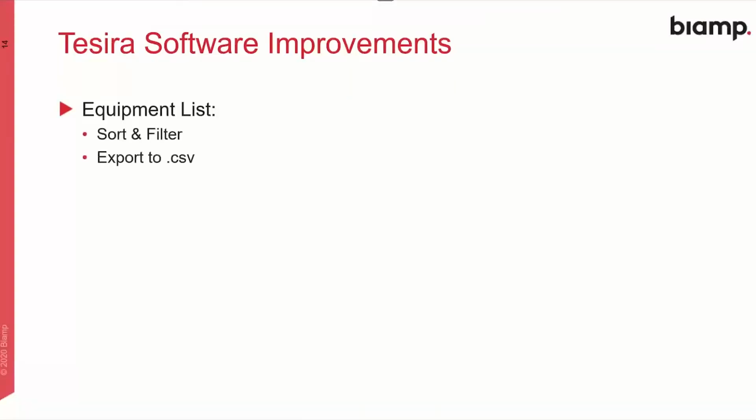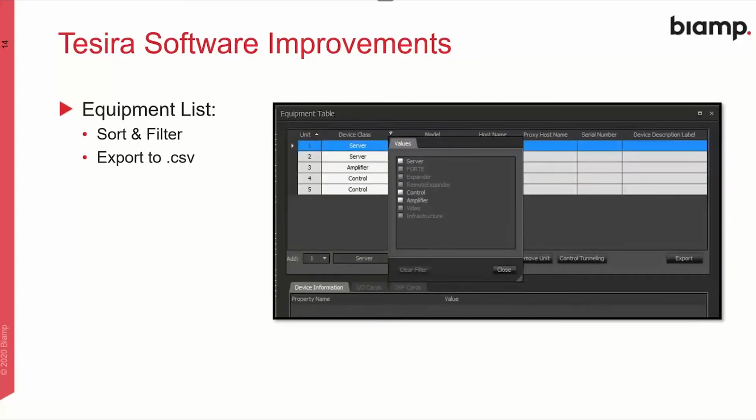In the equipment list, engineering has added the ability to sort and filter the columns, and you can also export the data to a CSV file. What does that look like? On this screenshot, I've got an equipment table of a system that hasn't been configured. I'm drafting at this point, and I've got 2 servers, an amplifier, and 2 control devices.